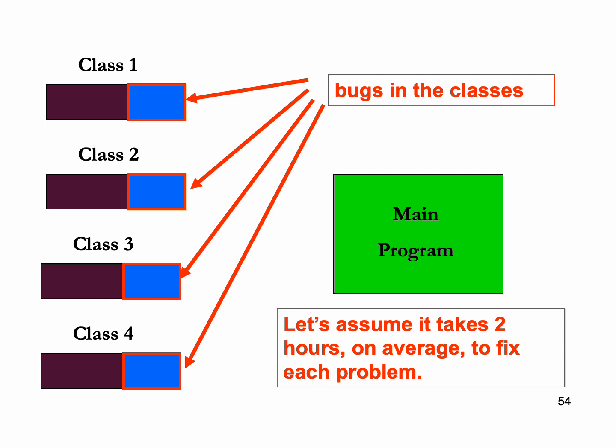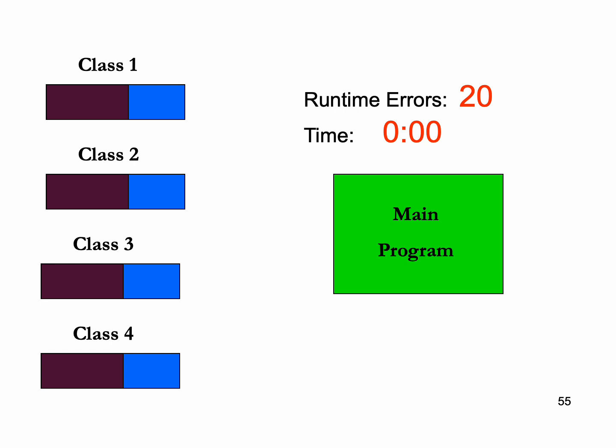Here we have 4 classes, class 1, 2, 3, 4. We have bugs in the classes. The blue boxes are the bugs, let's say. And we have a main program. Let's assume it takes 2 minutes on average to fix each problem. So runtime errors is 20. Then after 2 minutes we have runtime error 19. That means it took 2 minutes to remove one bug.